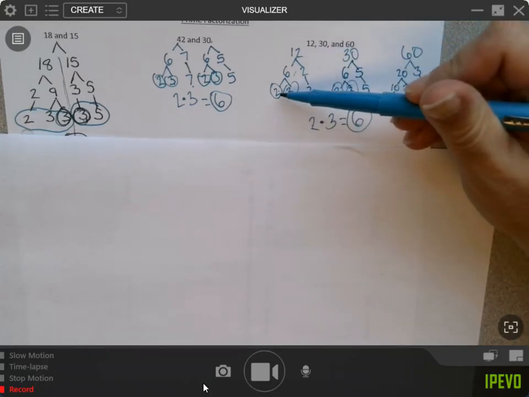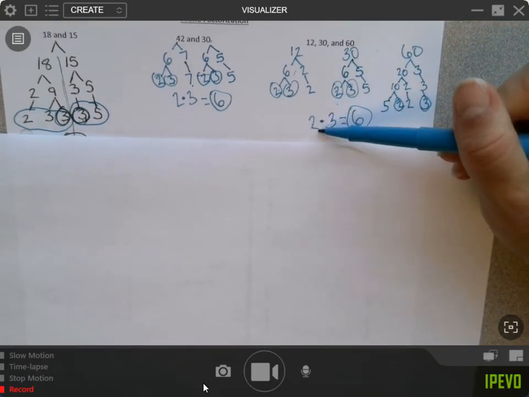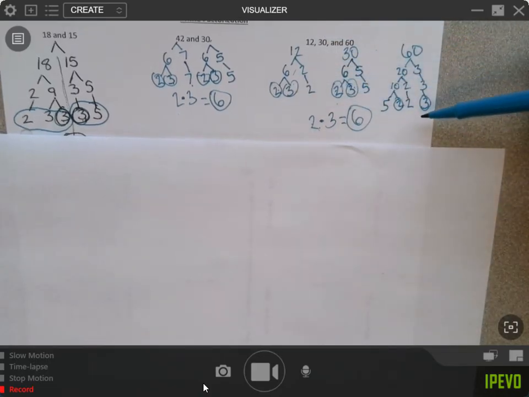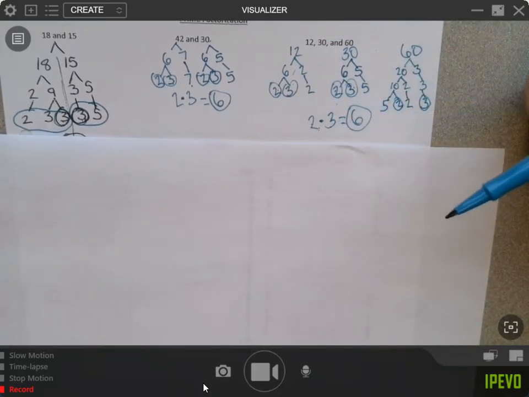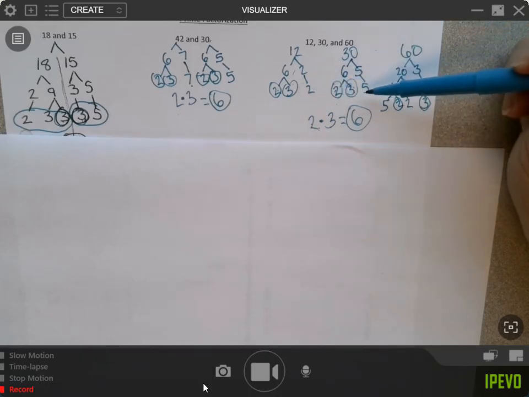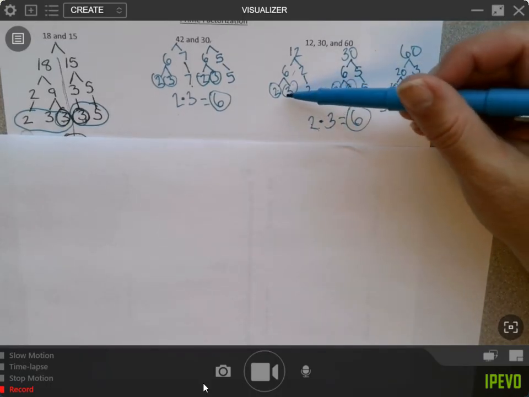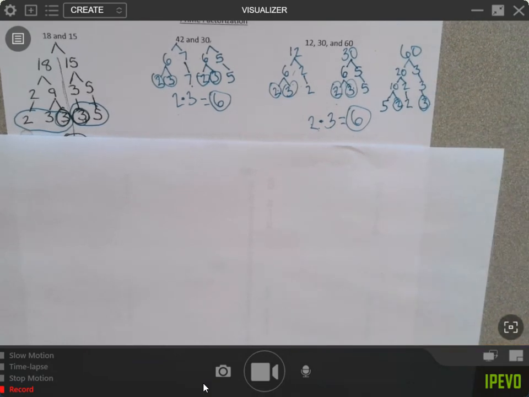That's why I circled the 2, and I wrote it here, because they all shared a 2. Okay. Then they all shared a 3, so I wrote that one down. There is no other number that all 3 share. So I can only use the ones that I circle, that all 3 of them shared. Then we multiplied those factors together, and that's how we got 6.